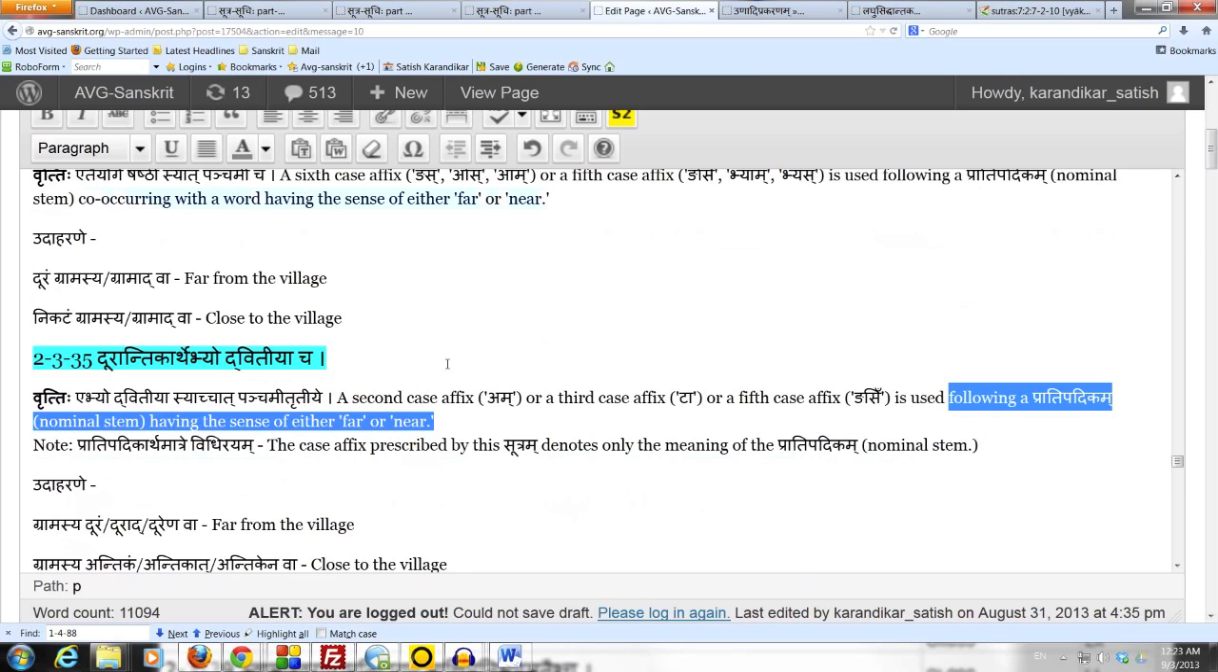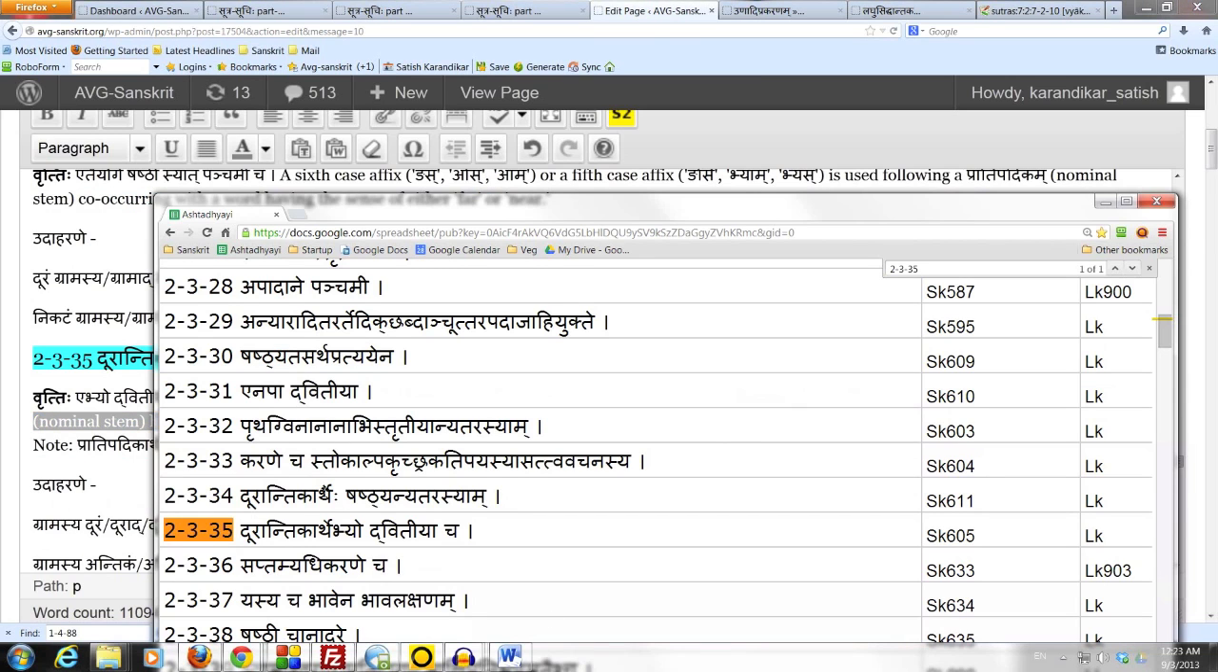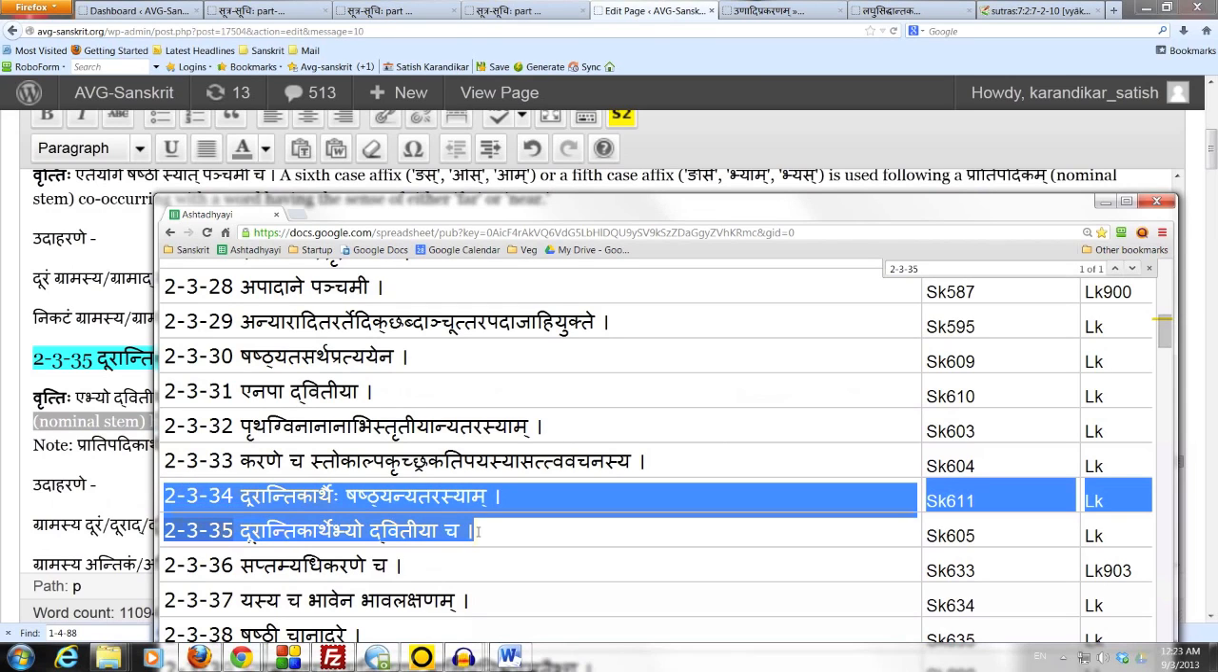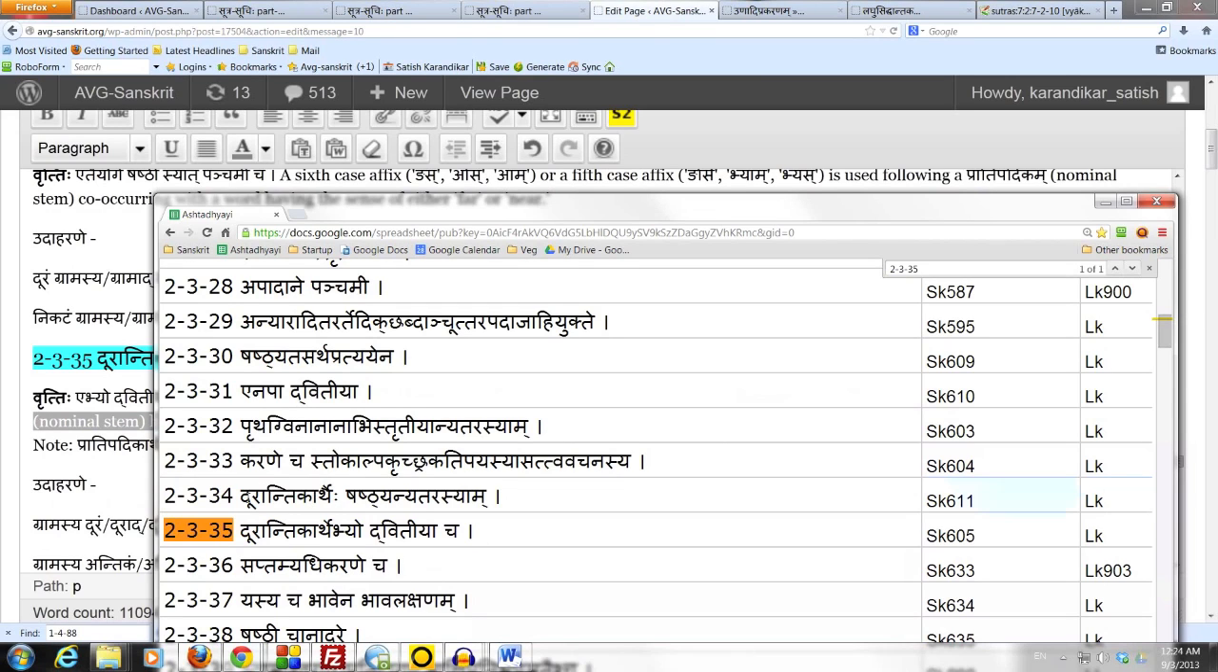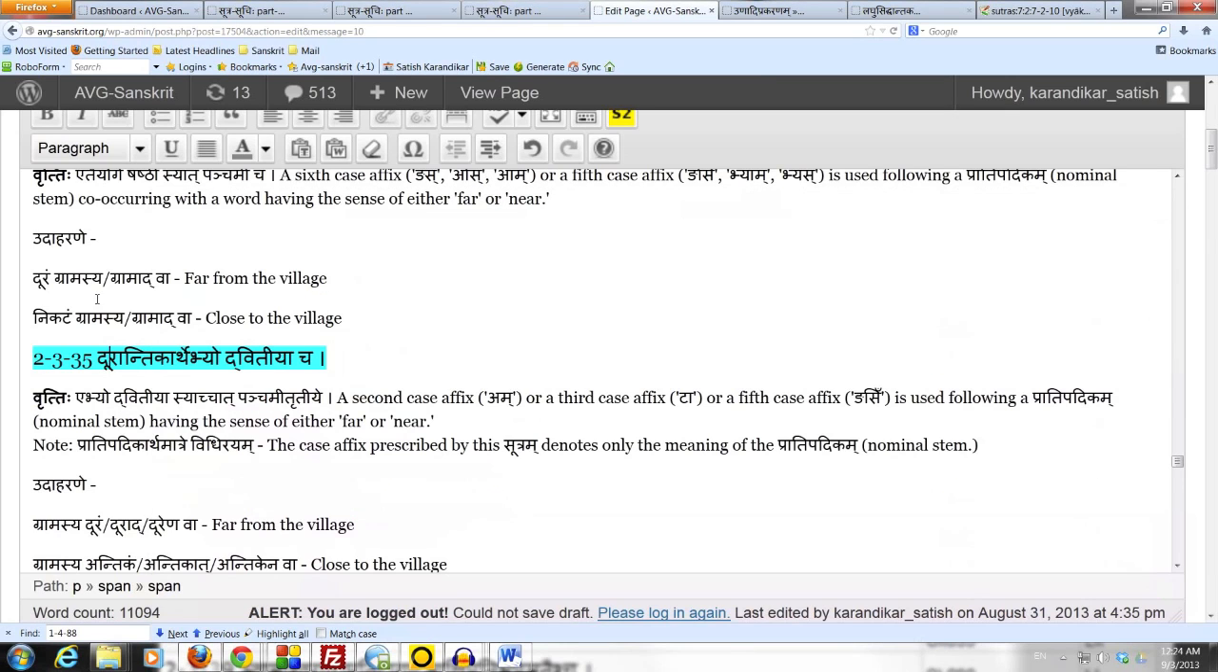And if you look at the way in which these rules have been phrased, in 2.3.34 Panini says Durantikarthaihi, and we can supply yoge. Yoge means in connection with a word having the sense of far or near. While in 2.3.35 Panini says Durantikarthebhyaha. So following a pratipadikam which has the sense of far or near. So 2.3.34 is talking about the connecting word, while 2.3.35 is talking about the pratipadikam itself, which has a sense of far or near.